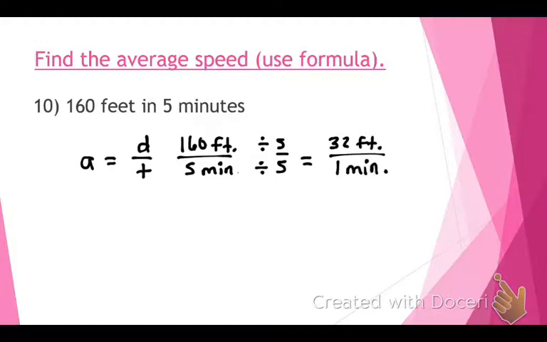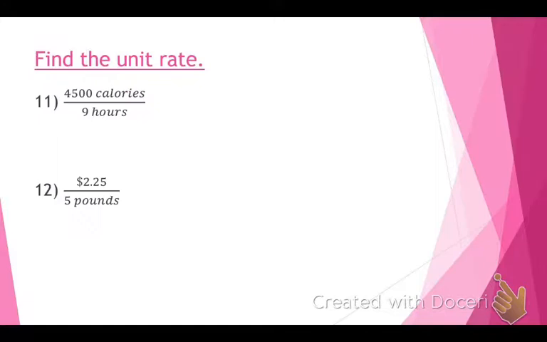Questions? All right, the next couple that we're going to do is going to be finding the unit rate, which is very, very similar. Your whole goal is to get a denominator of 1. So Jakari, help me out for number 11. Okay, divide by 9 on the top and by 9 on the bottom. Remember, you always divide by your denominator. When you do that, what do you get? 500 calories per hour. You are burning 500 calories per hour.